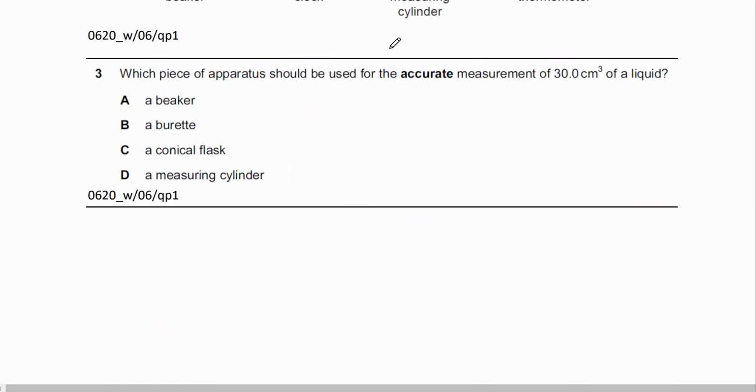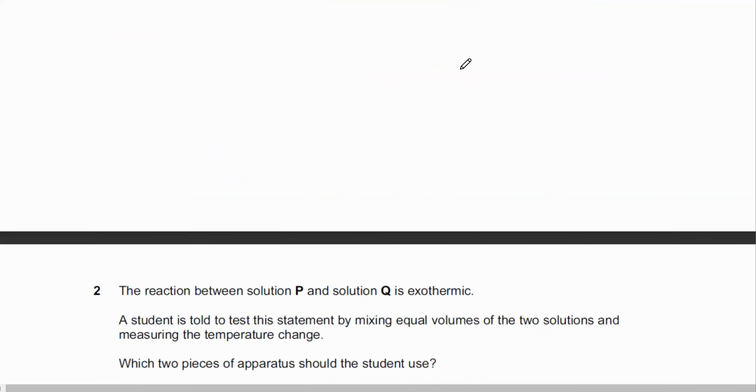I said this one. Now he's saying he's supposed to measure 30 cm cube of a liquid, but accurately. So which one? Burette. So that's definitely B. It's going to be a burette. It would be slow, but it would be very, very accurate.